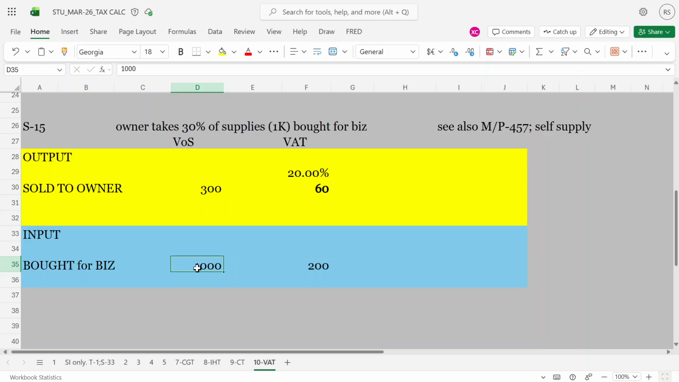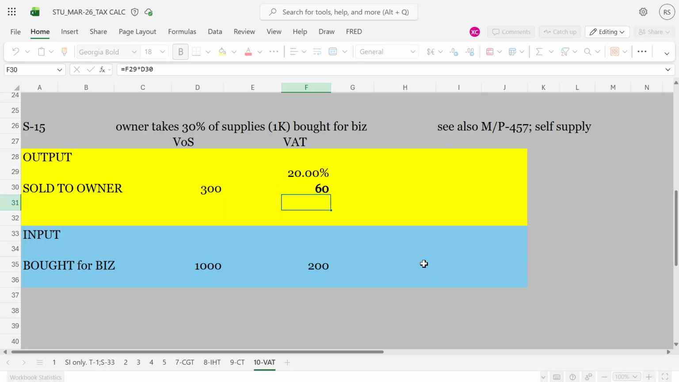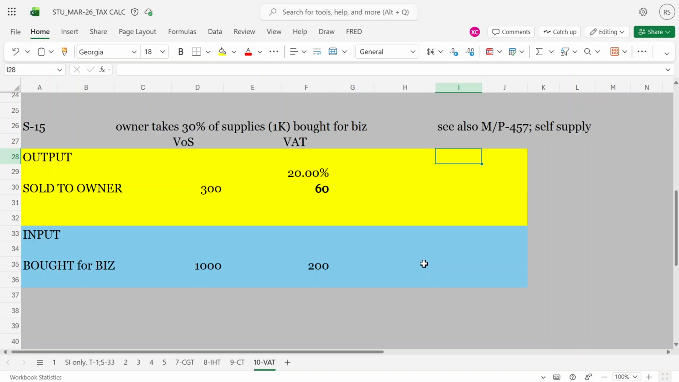So if you bought the sugar worth 1,000, you paid 200 input tax credit on the VAT on it. In the input VAT column, you can write 200, but since the owner took 300 of the goods, you have to do a self-supply to the owner. Although the owner didn't actually buy it from the business, he just took it, you have to show it as a self-supply. So you have to show output tax sold to the owner. You have to say sold to the owner at 300, so 300 worth of goods. And what is the VAT on 300? It's 60.